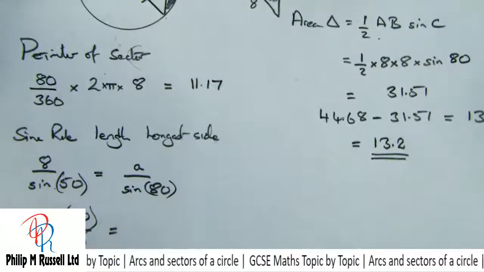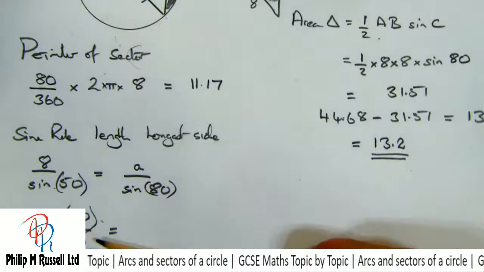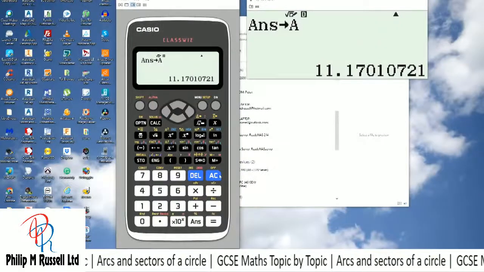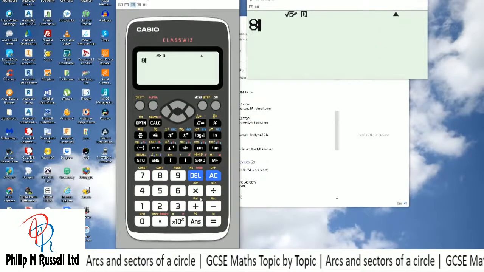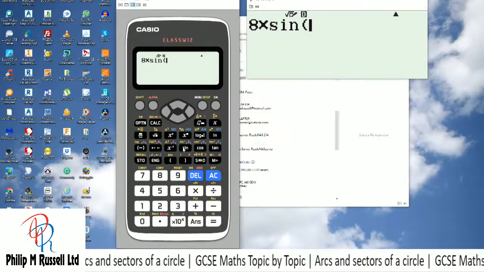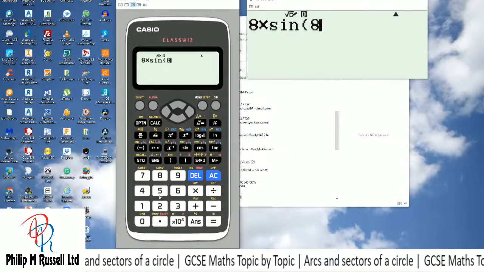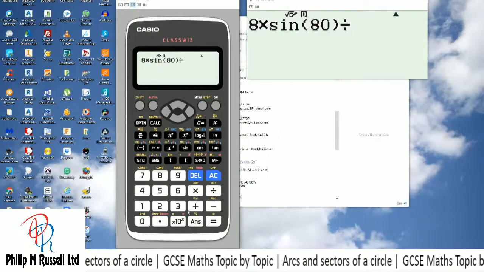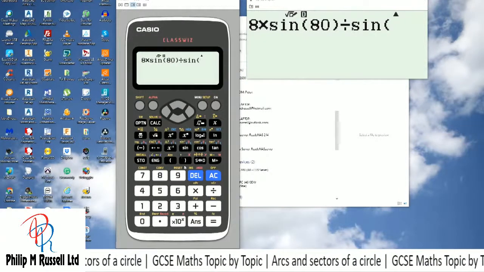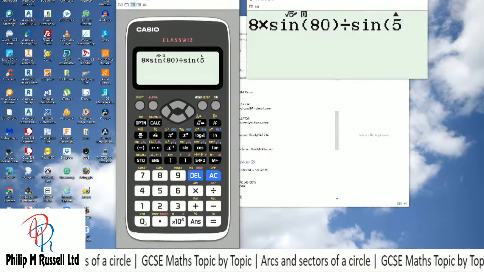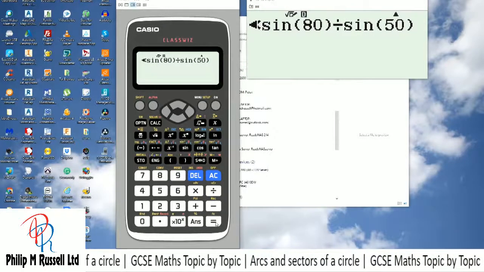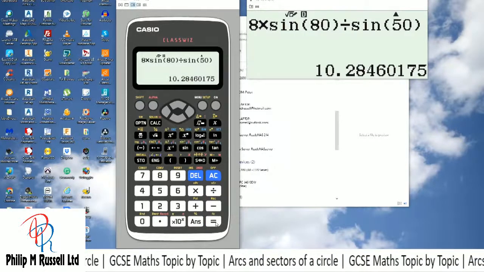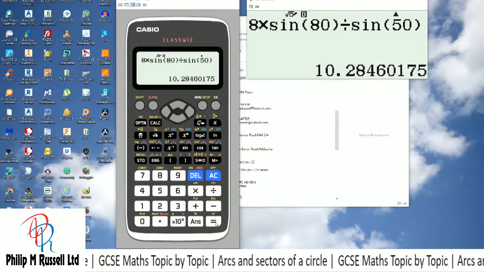Let's now work out this one to work out the length, which is going to be the sine rule, which is going to be 8 times the sine of 80 divided by the sine of 50. I didn't do this one as a fraction, I just did this one differently. And that comes out at 10.28.